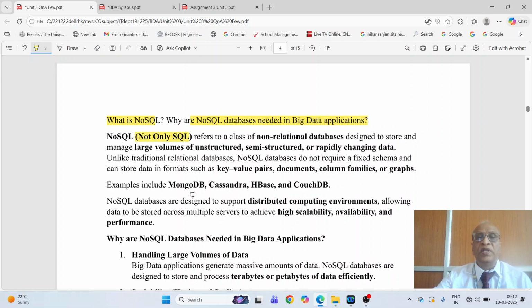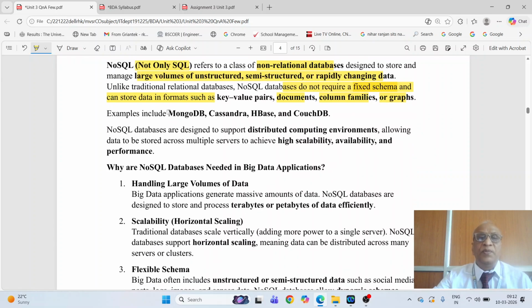NoSQL stands for not only SQL. These are non-relational databases. They store large volumes of structured, unstructured, and semi-structured, rapidly changing data. They don't have a fixed schema, and the formats can be key value based, document based, columnar, or graph based. Examples can be MongoDB, Cassandra, HBase, CosmosDB. They are suited for distributed computing ecosystems where high scalability, availability, and performance is desired and given.